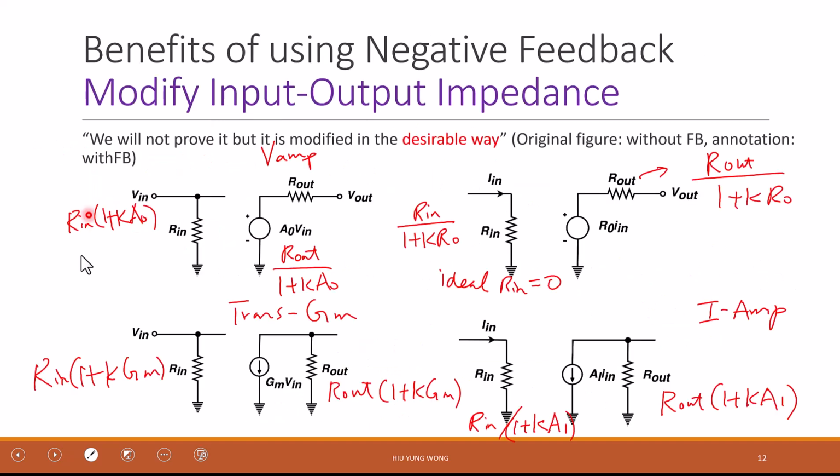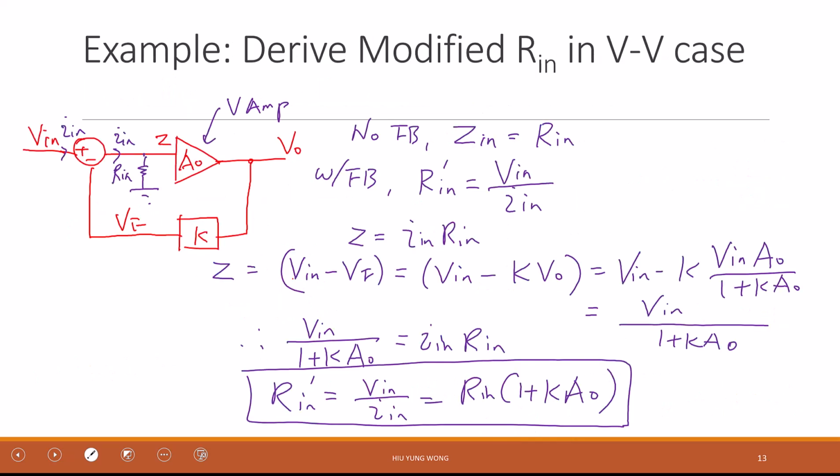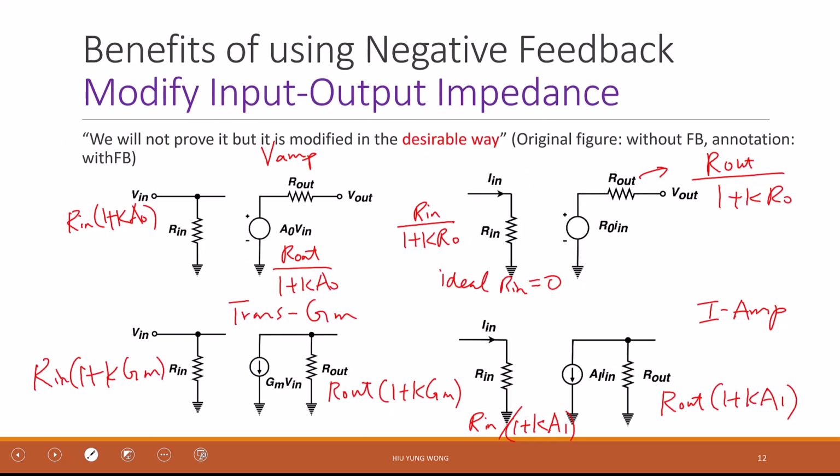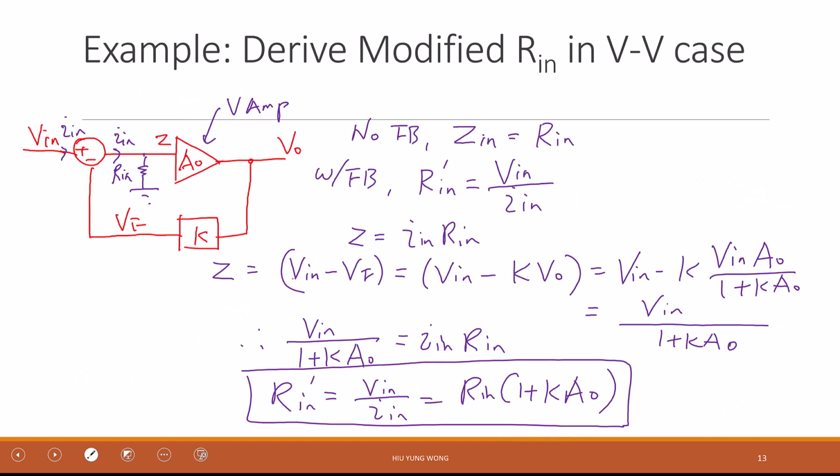But here, what did we say? The input impedance is increased by 1 plus KA0. If you go through all this math, you will see that they're correct. You can refer to the textbook, but we are not going to show this in the class. But you need to be able to memorize this, either on the cheat sheet, or I already went through the reasoning with you, so you should be able to do it even without the cheat sheet. Any questions?